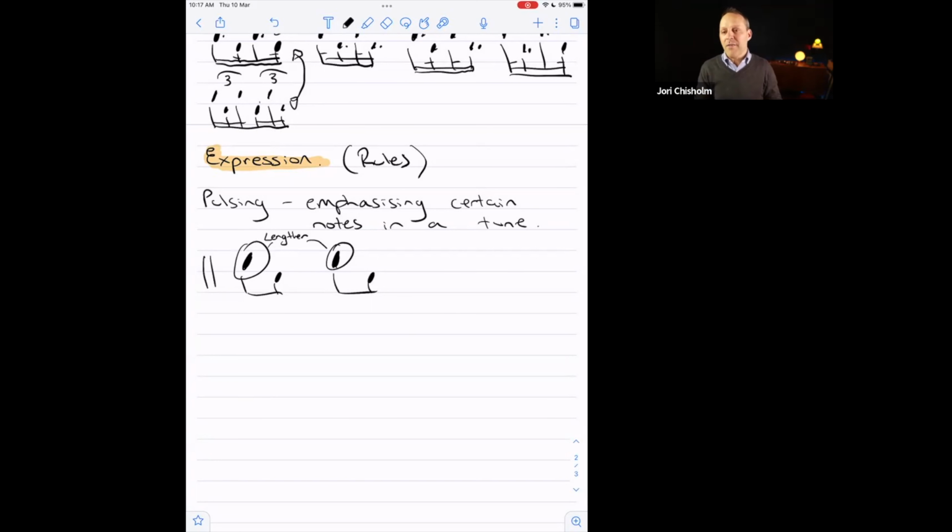And that's what we want. That's what the effect of the pulsing is. It brings out a strong 2 pulse. If you get rid of all the pulsing, you just have 4 even 8th notes.